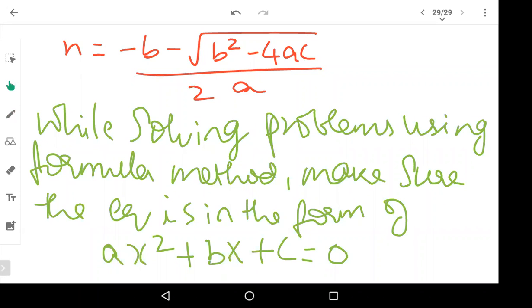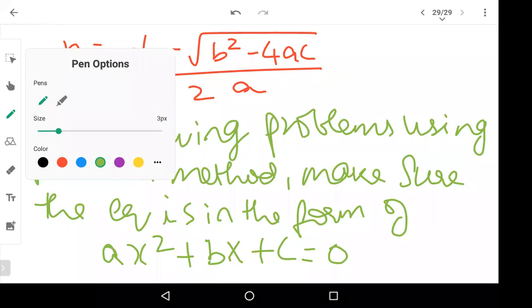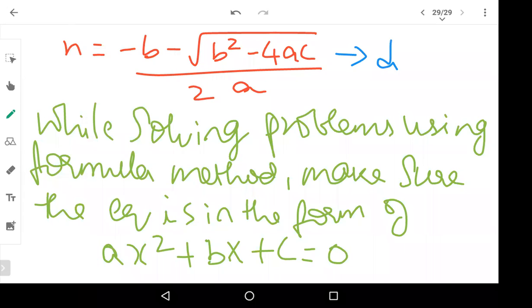And this b square minus 4ac, this expression alone is called the discriminant. Okay, b square minus 4ac is called the discriminant, and that decides the nature of the roots of the equation. So what is called the discriminant? B square minus 4ac is called the discriminant. Are you all able to follow? Yes, are you all able to follow? Okay, great.